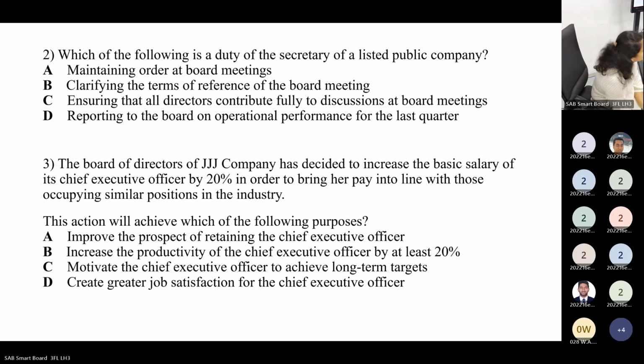Next one. Which of the following is the duty of the secretary of a listed public company? Why do you have to have a secretary now? This is a new word. Secretary can, but you know, for the board meeting you always need a secretary. So what is the task of a secretary according to your thinking?